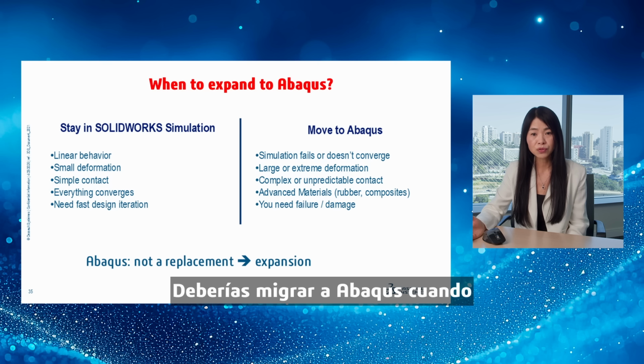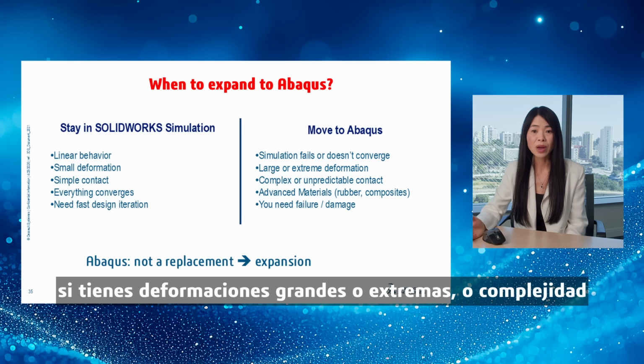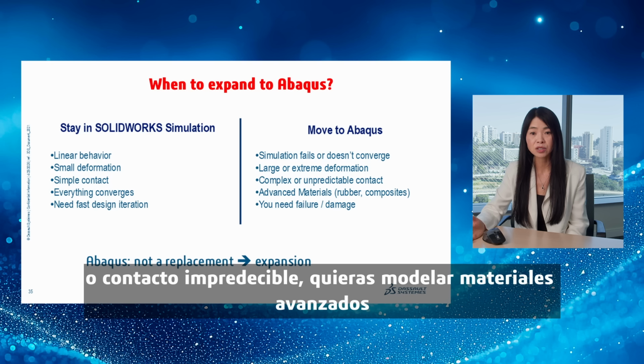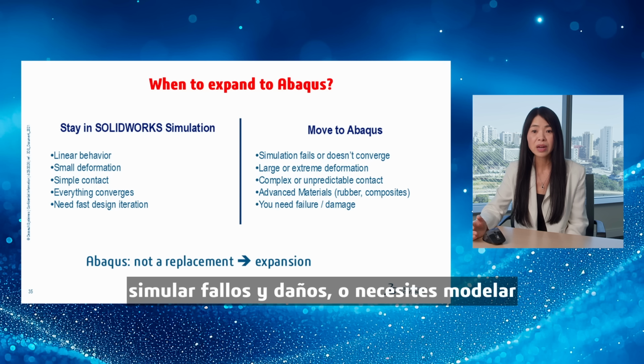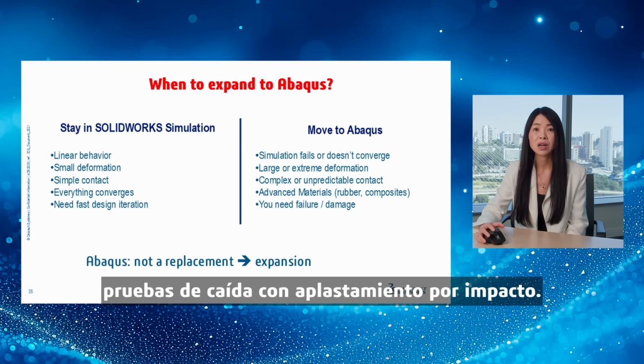You want to move to Abaqus when your simulation fails or it doesn't converge. You have large or extreme deformation. You have complex or unpredictable contact. You want to model advanced material like rubber or composites. You need to model failure and damage. You need to model drop test impact, crushing.